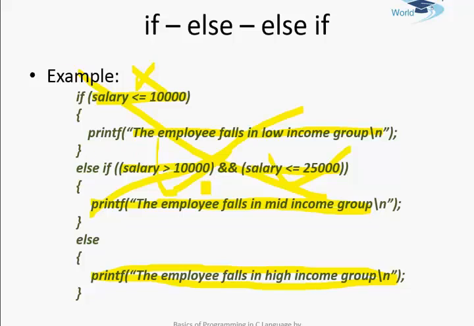So if the salary is neither less than 10,000, nor does it fall between 10,000 and 25,000, it will obviously be above 25,000. That means the employee will be in the higher income group. That is executed by the else part here.